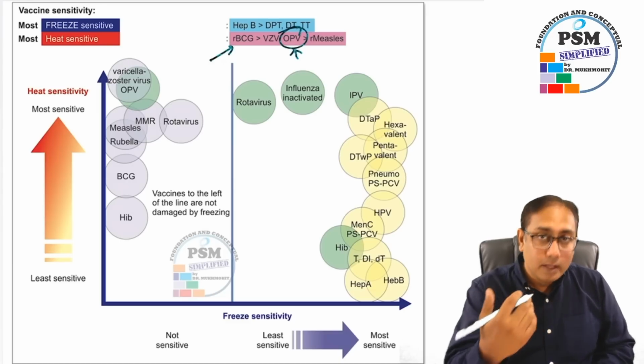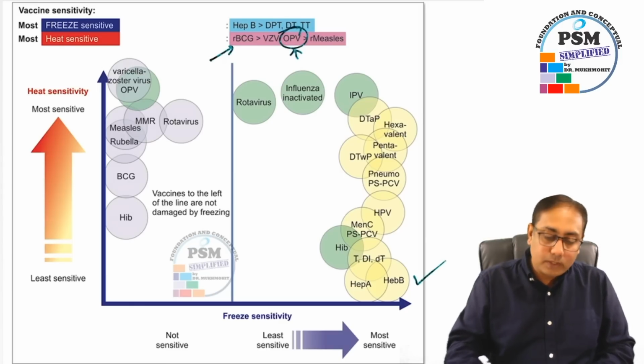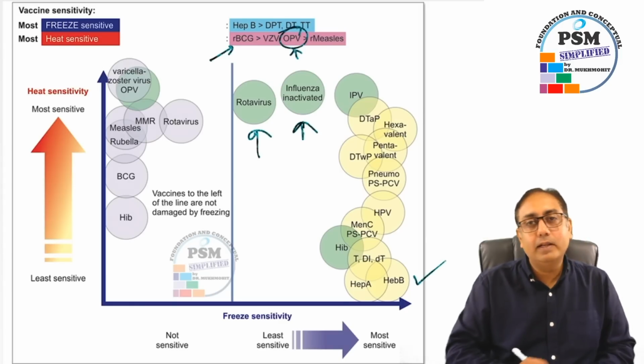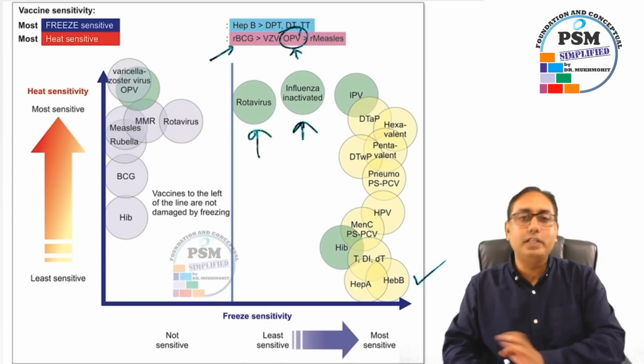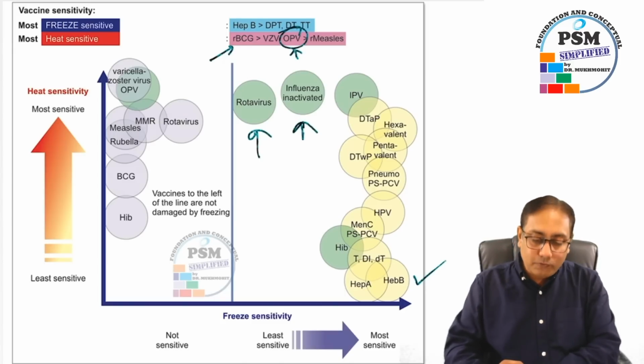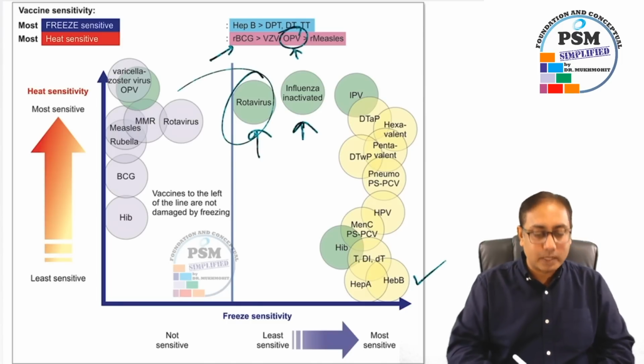Which vaccine is the most freeze sensitive? Direct answer is hepatitis B. This can be an MCQ, which vaccine is both heat and freeze sensitive. It is both slightly heat sensitive and also freeze sensitive. Rotavirus and the influenza inactivated vaccines, mostly they'll ask you about the rotavirus vaccine.